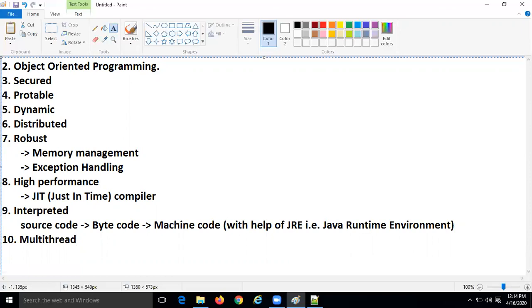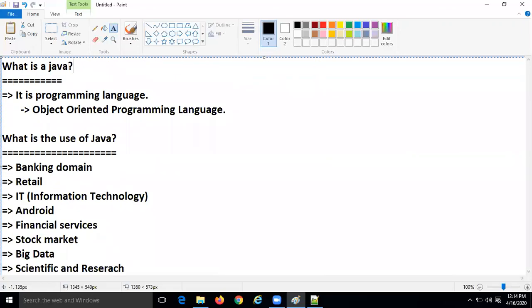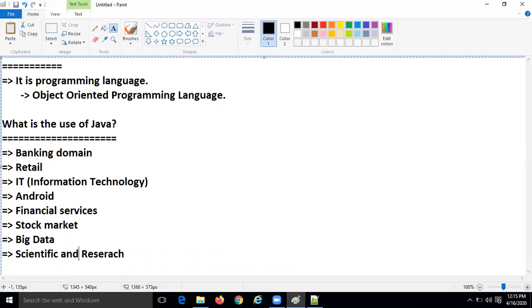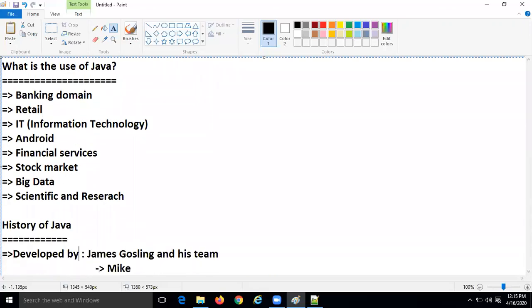I hope you understand. Okay, right. So let me recap today's session, guys. Let me come from scratch, from the starting onwards. Today we covered what Java is. Java is a programming language. What kind of programming language? An object-oriented programming language. The next one is, what is the use of Java? Where are you using Java, guys?